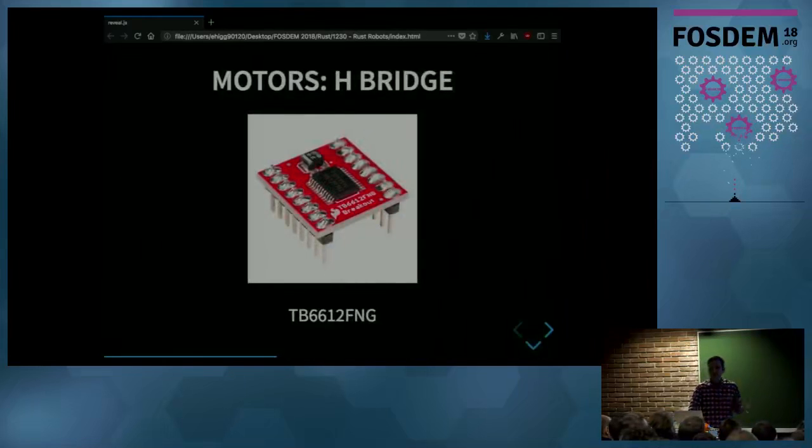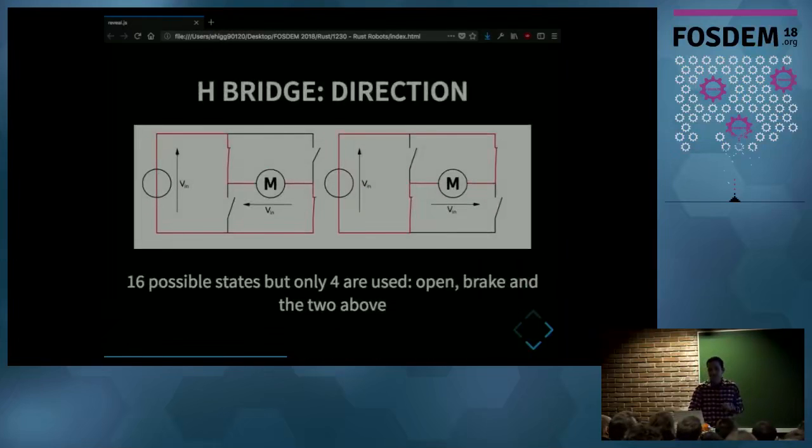OK, now we have the angle, and we have to move the motors to be able to stabilize the robot. For that, we use this piece of electronics called an H-bridge. This module has two H-bridges, and we can use that to control the two motors on the robot. With the H-bridge, we can control the direction of the motor. An H-bridge basically is just 4 switches arranged as you see on the screen.